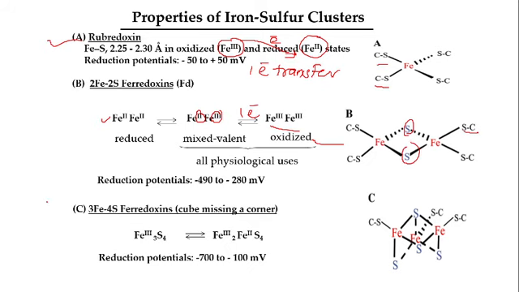Next, that is a 3Fe4S ferredoxin. Here they have the structure Fe3S4, that means all the Fe have 3 plus oxidation state. They get converted to a form where one Fe is in the plus 3 oxidation state and 2 Fe have the plus 2 oxidation state. That means this is also a 1 electron transfer protein. Here the cube is missing a corner. The reduction potential is 70 to minus 100 millivolt.